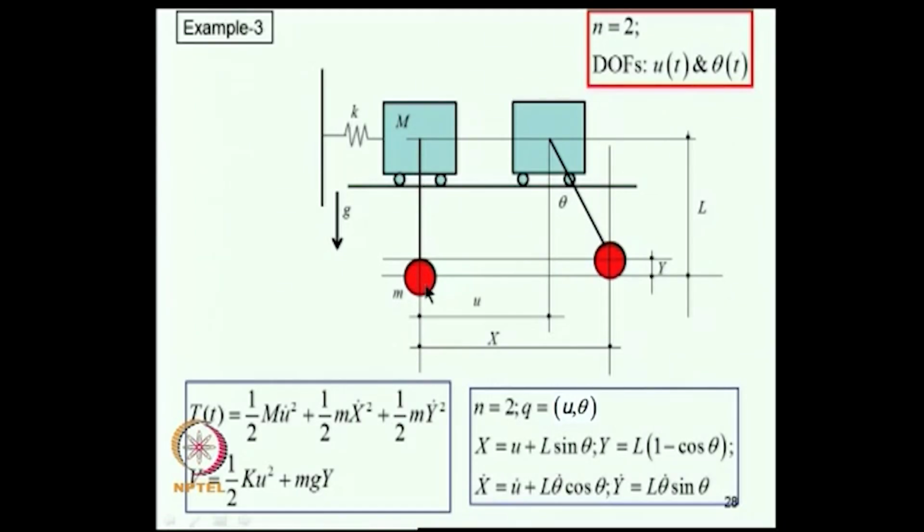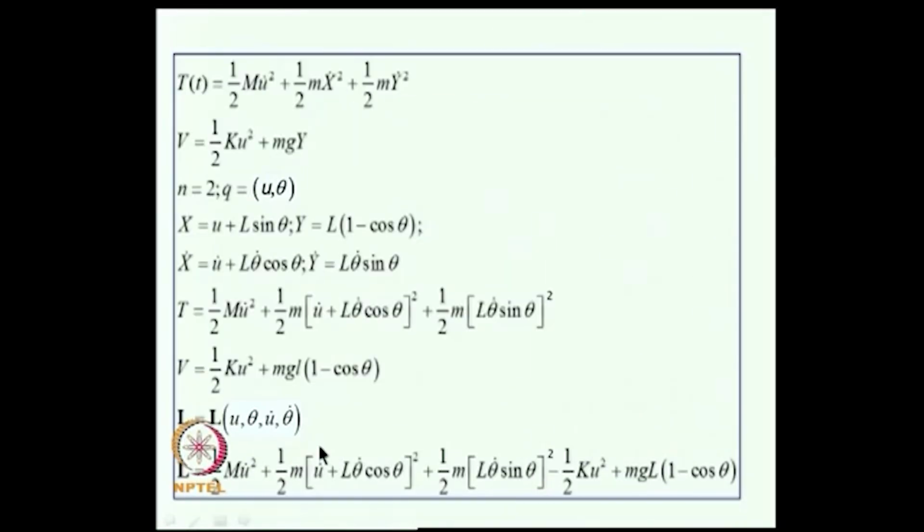So, how do I put that? Capital X is actually u plus L sin theta, and similarly y is L times 1 minus cos theta. From this I get the velocities: u dot, differentiate this with respect to t, I get this, and y dot from this. So, I can substitute this expression for x, y, x dot and y dot into these expressions, and I get the Lagrangian.